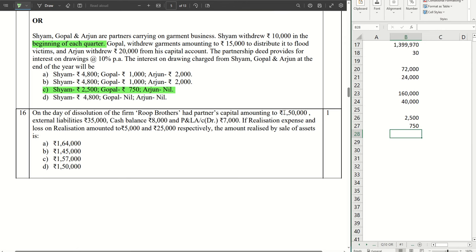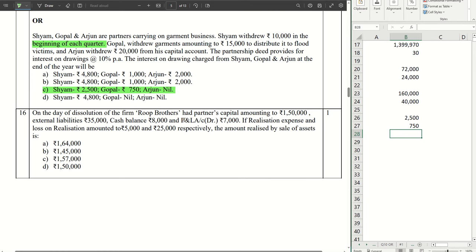So if you see here, the capital balance is 1 lakh 50,000, external liabilities 35,000. So total on the liability side is 1 lakh 85,000. Coming to the asset side, we have the debit balance of P&L and cash balance, 7 plus 8, 15,000, right? So the difference of both the sides, 1 lakh 85,000 minus 15,000, is 1 lakh 70,000. That is the net value of assets which are transferred to the realization account. That is done on the debit side of the realization account. To sundry assets we have transferred 1 lakh 70,000.